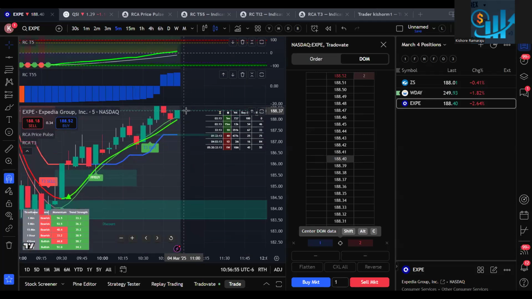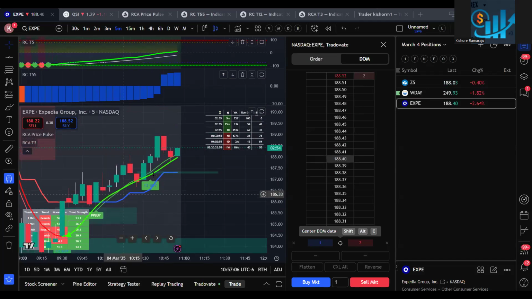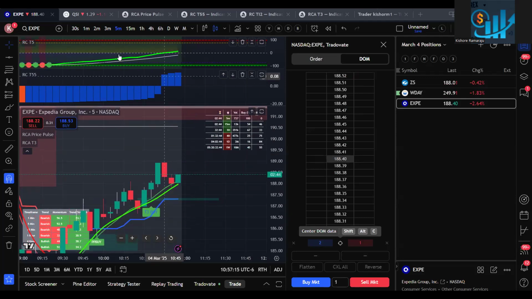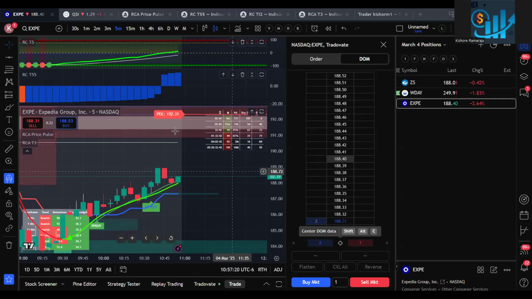You can see that your momentum is turning green. Trend strength is turning. It is bullish. The strength is increasing in the buyer in this momentum, which is good. And then this T3 line is green, T5 is green, your price pulse is blue, your 5 minute, 15 minute, 1 hour, the volume is becoming more and more bullish. So price can go all the way to our target, $192.31. Then we can take the profits.